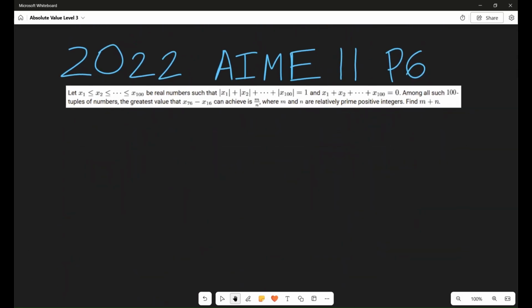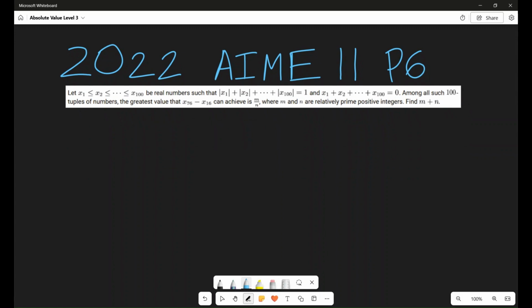So our first problem is the 2022 AIME 2 problem 6. It says let x1 ≤ x2 ≤ ... ≤ x100 be real numbers such that |x1| + |x2| + ... + |x100| = 1 and x1 + x2 + ... + x100 = 0. Among all such 100-tuples of numbers, the greatest value of x76 minus x16 can achieve is m over n. Find m plus n.